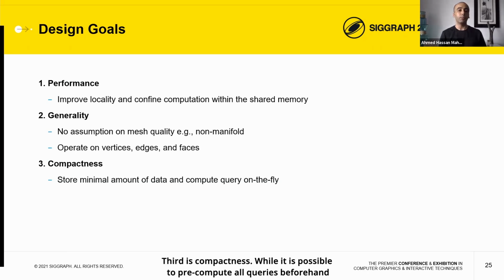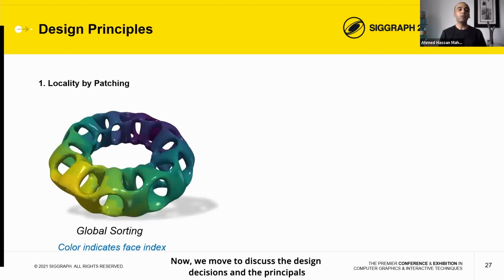The third is compactness. While it is possible to pre-compute all queries beforehand, this will needlessly increase the global memory footprint. More importantly, since the GPU shared memory has a limited capacity, increasing the memory might limit the amount of locality we can exploit. So we strive to store a minimal amount of information and instead efficiently compute the query dynamically. Now we move to discuss the design decision and the principle we have taken in building our data structure.